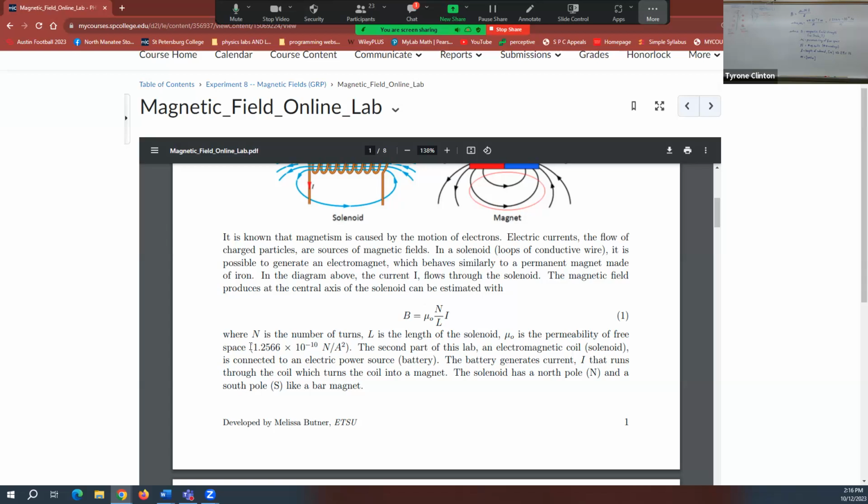The handout allows you to use this value: 1.26 times 10 to the minus 10 newtons over amperes squared. But you'll see in a minute that we can also use 4 pi times 10 to the negative 7 Tesla meters divided by amps on the bottom. Again, you'll see it as soon as I change my screen. You might be able to see it right now. I'm not sure what you're seeing right now.